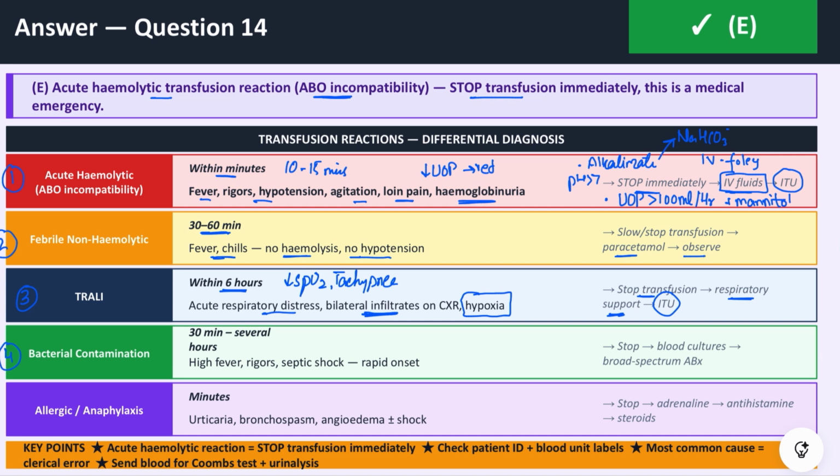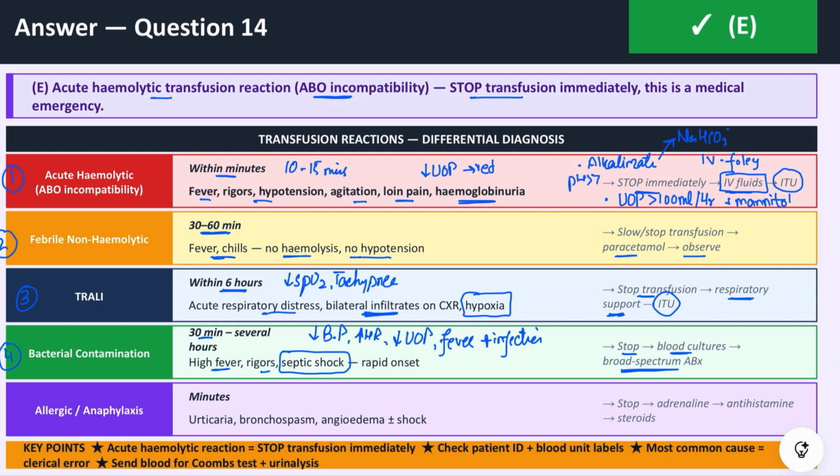Now, bacterial contamination will take around 30 minutes to several hours. In this, there will be high grade fever, rigors, and the patient will develop septic shock. The patient will have a decrease in blood pressure, an increase in heart rate, a decrease in urine output, and most importantly, high grade fever, and there will be a well established source of infection in that case. For this, you have to stop the transfusion, take blood cultures, and start broad spectrum antibiotics till the blood culture reports come.